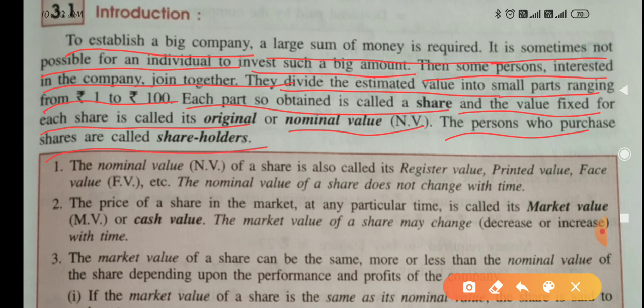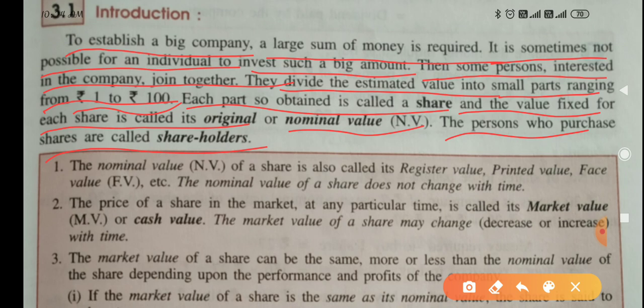Suppose, students, you want to establish a company, and you need a big amount of money, and you are unable to invest that big amount. Then you will take 4-5 persons with you, suppose you are 5 persons. You 5 persons together estimate the value of the company to be established. Suppose that estimated value is 1 crore rupees. You will divide that 1 crore rupees into small pieces ranging from rupees 1 to rupees 100. It may be rupees 150 also, it may be rupees 200 also.